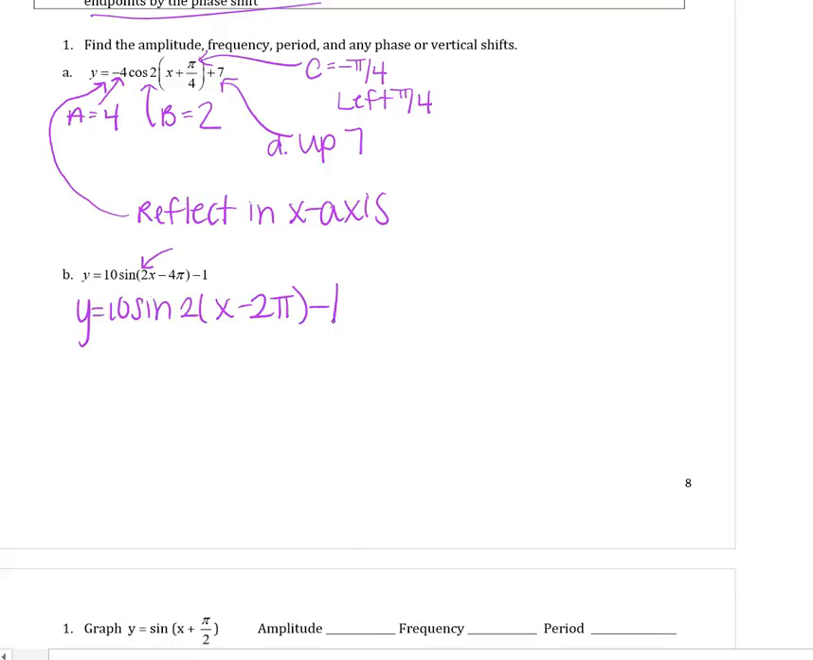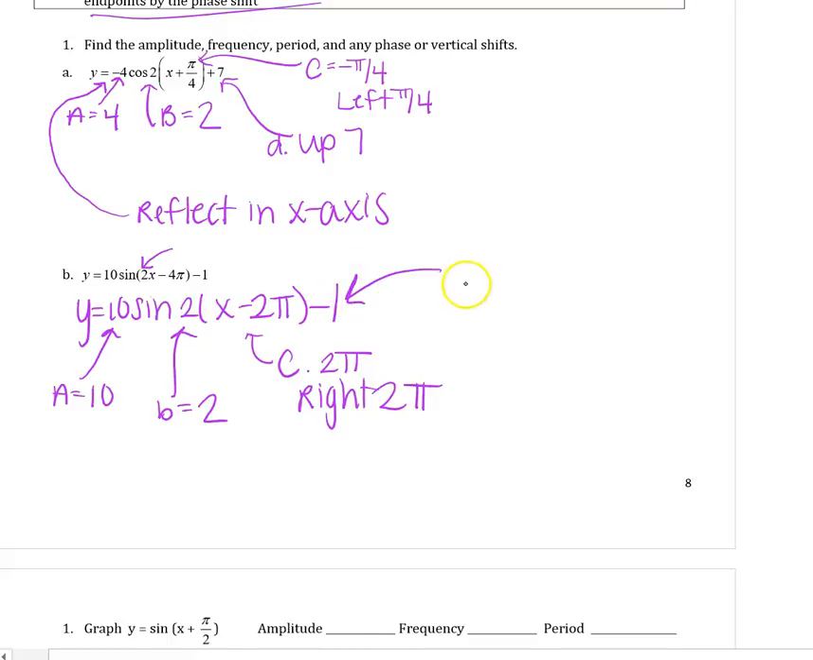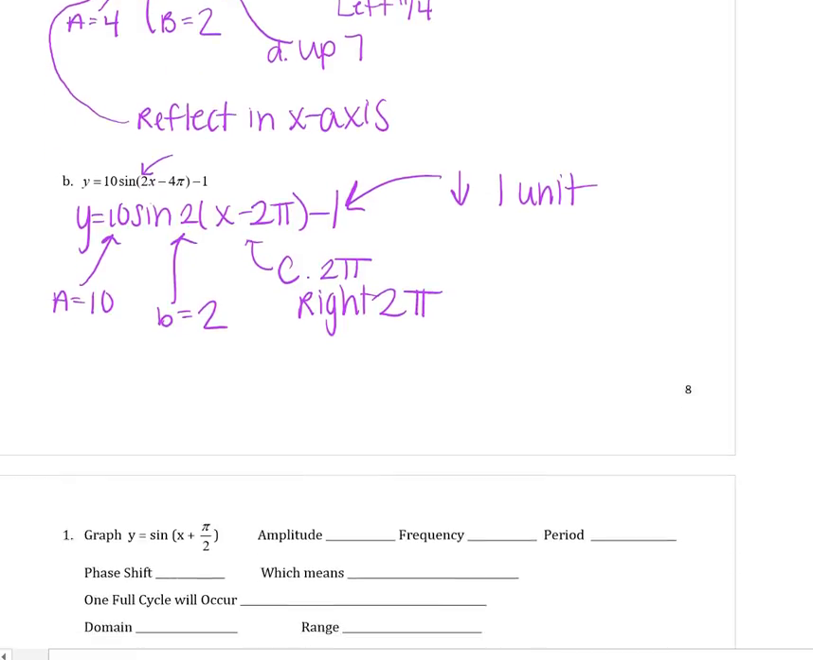Okay, so the amplitude is 10. The frequency is 2, which means that you're going to see 2 full cycles of sine over 2 pi units. Your phase shift is a positive 2 pi, which means you are shifting to the right 2 pi units. And then lastly, the minus 1 here means you're going down 1 unit. That's your vertical shift. Okay, so we're going to put these transformations into practice and graph some stuff.